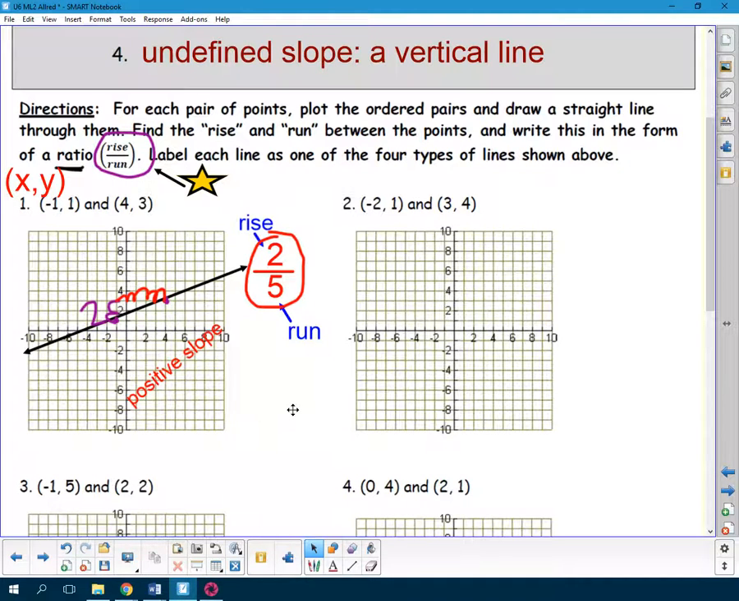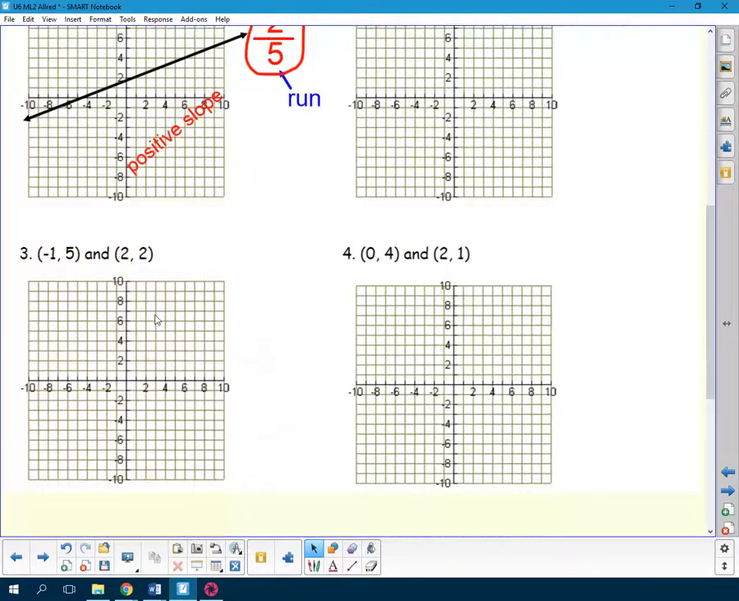If you look at the graph itself, you can see that it actually increases from left to right. If you think about it from going left to right, the y values are higher on the right side of the graph than they are on the left side of the graph. Okay, that would be a positive slope right there.